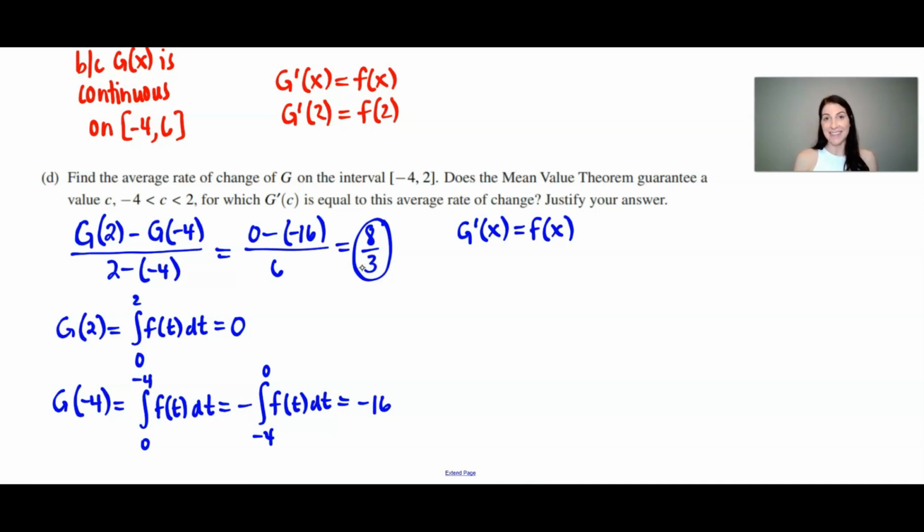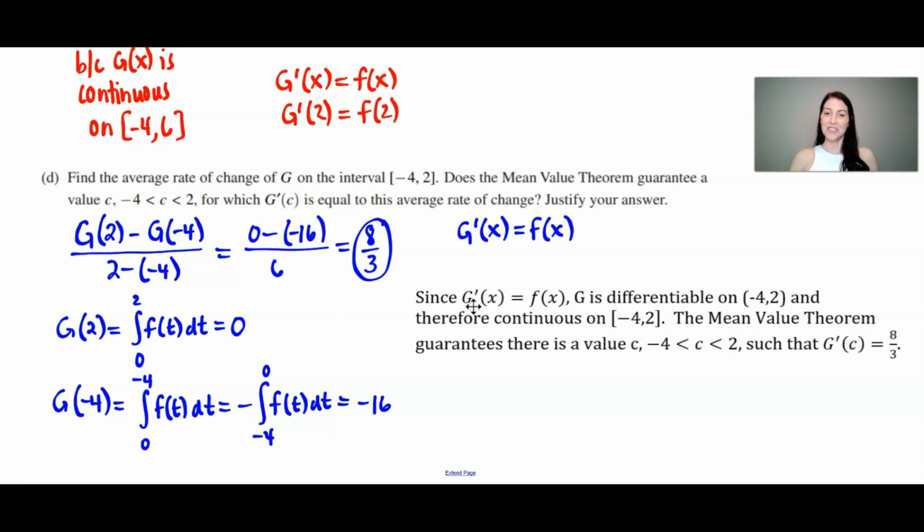So I would write that out now in a sentence. Since g prime of x equals f of x, as we stated above, g is differentiable on the open interval from -4 to 2, and therefore continuous on -4 to 2, the closed interval. So the mean value theorem does guarantee that there is a value of c on the open interval from -4 to 2, such that the instantaneous rate of change would equal this average rate of change that we calculated. So that's it for question number 4 on the AP Calculus exam from 2021.